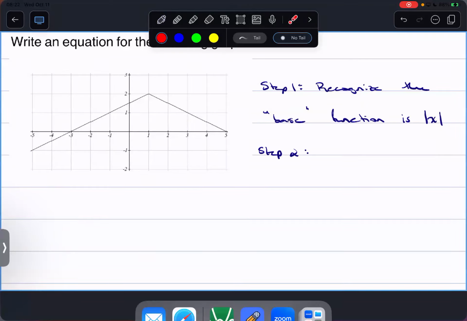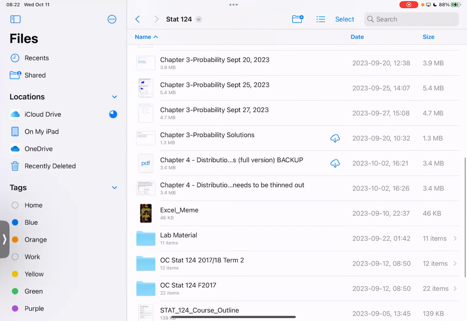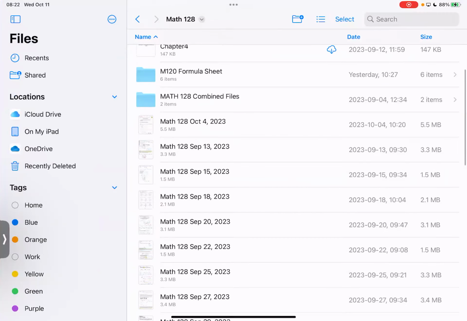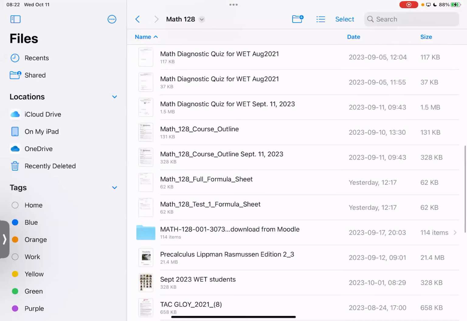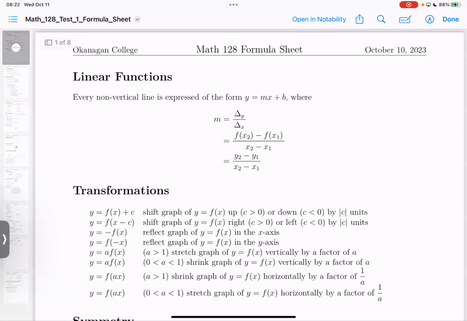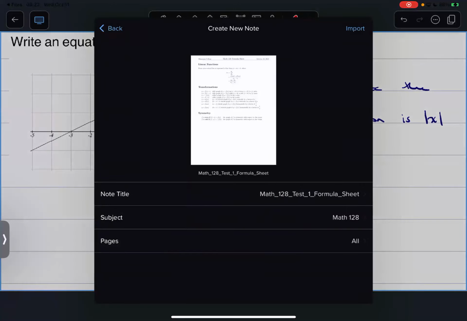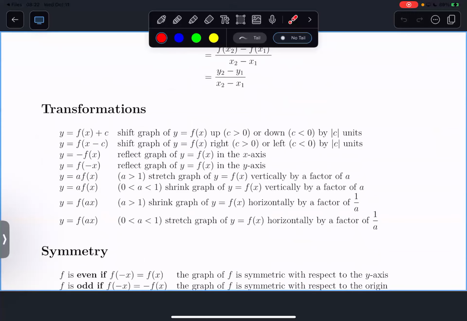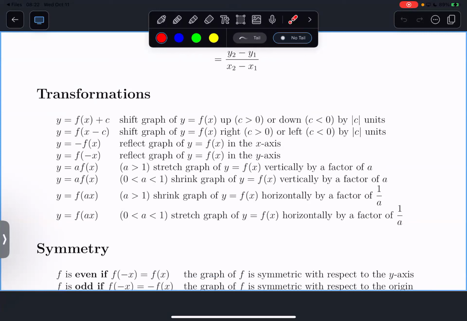And let me grab it from here. This is when it would have been nice for me to just have the first page. That's okay. Create a new note, import. We've got these transformations. So you'll have these right on the test. So you don't have to memorize them or anything.